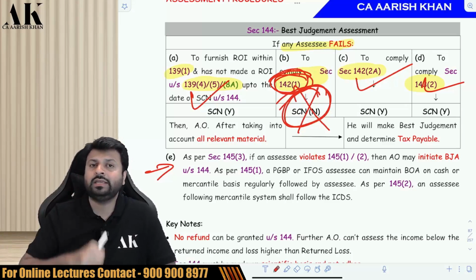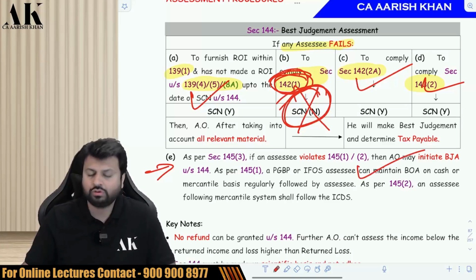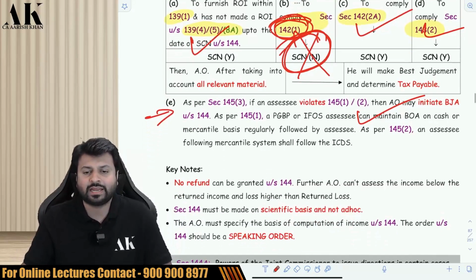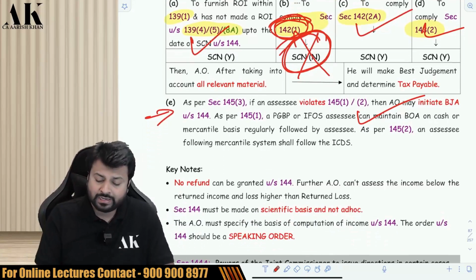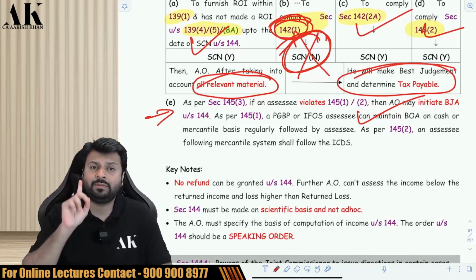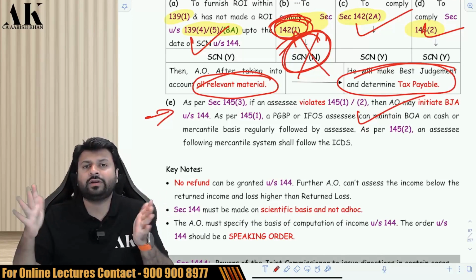If you violate these two subsections, then the AO has the power to do best judgment against you. This is the fifth reason because of which best judgment assessment can be done. What will AO do in best judgment? He will take into account all the relevant material, and he will determine your tax payable. He will not determine your tax refundable.